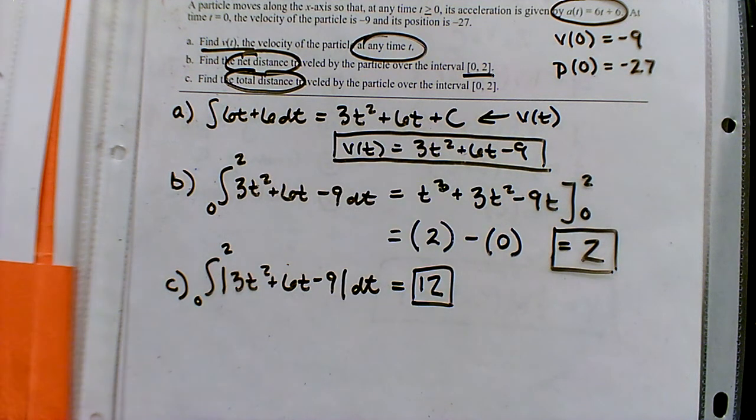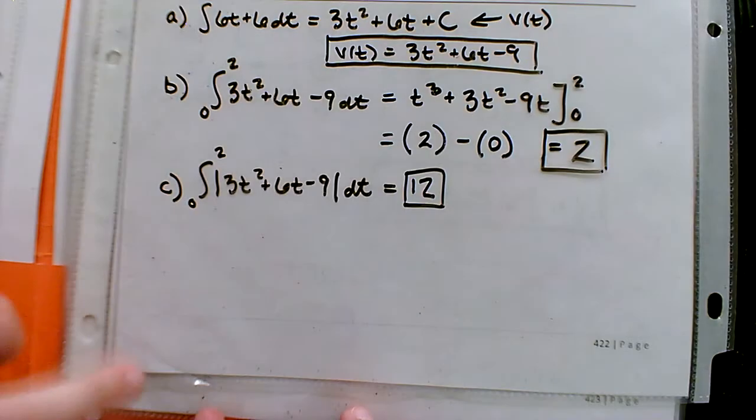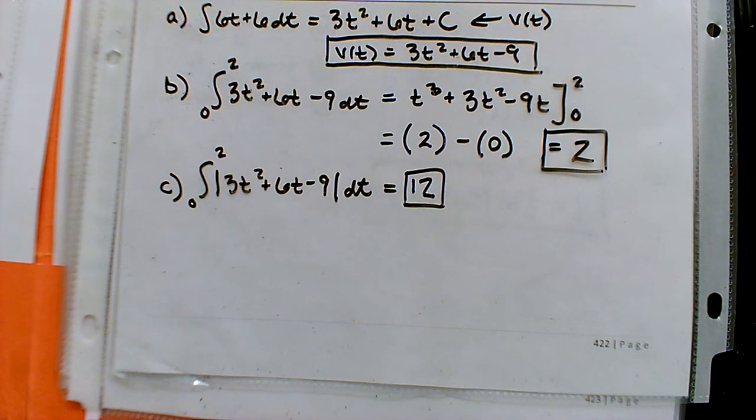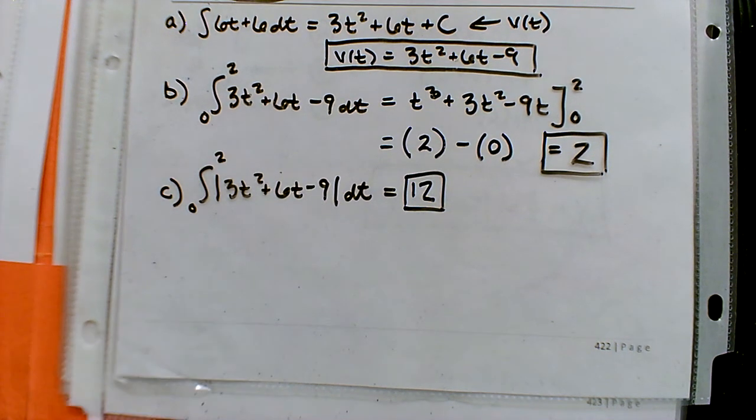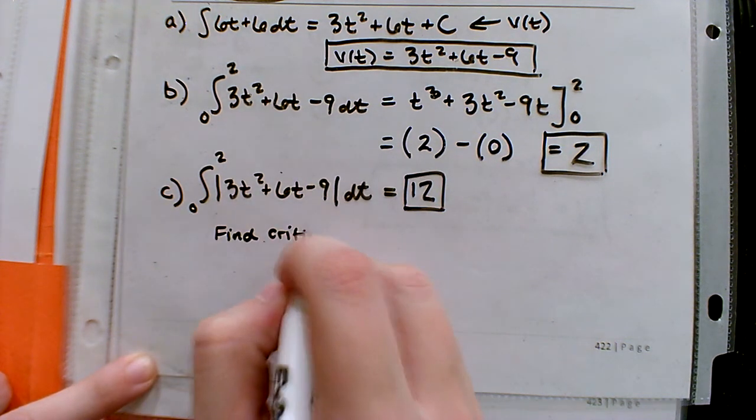Okay, we didn't have a calculator to help us out with that. How might we approach this one by hand? What do we have to analyze or figure out or find? What do you think? That'd be critical points. Okay, let's find those critical points. Those represent where you change direction, where your velocity changes from positive to negative, when you're moving right and then you change to left. So let's go ahead and find those critical points.